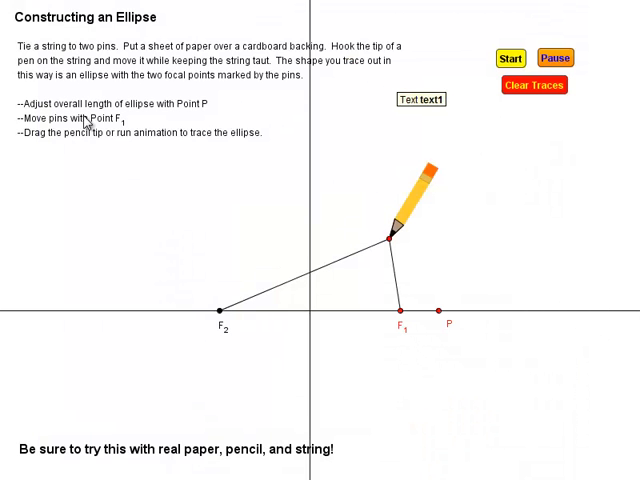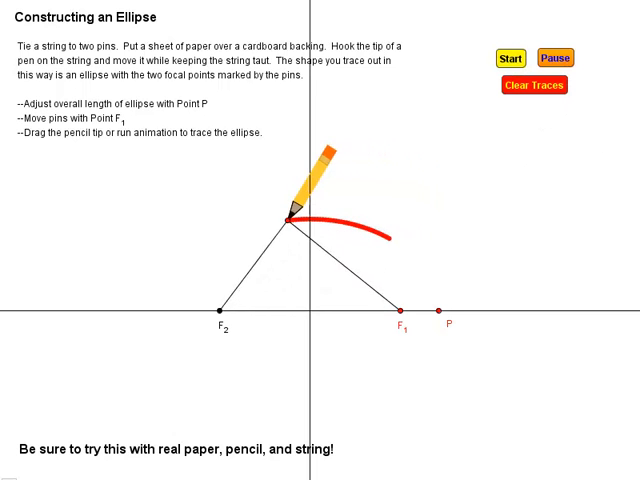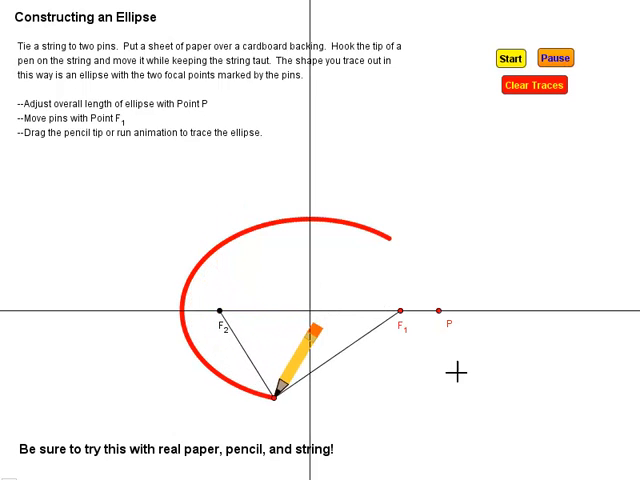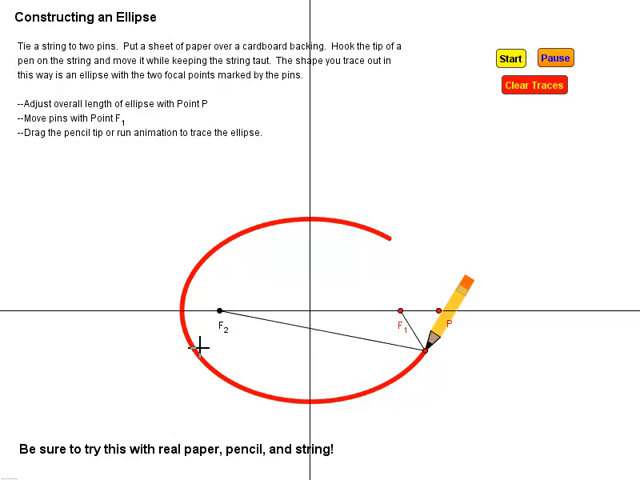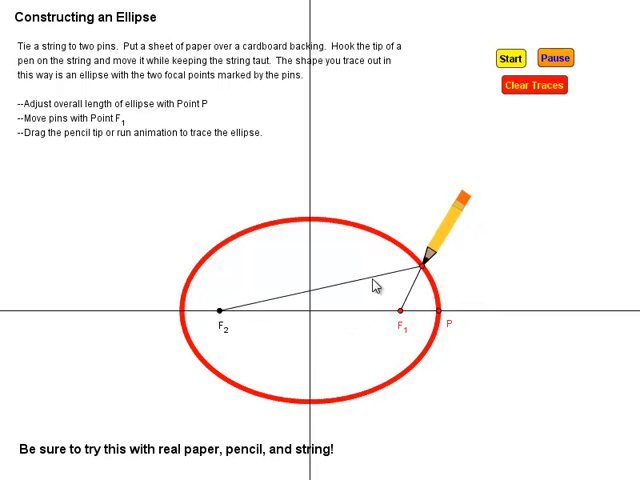You may have constructed ellipses before. If you haven't, it's worth doing with pencil and paper. Here's a simulation using GeoGebra. Basically, if you have two pins and a string, and you move the pencil so that you keep the string tension there the whole time, what you get is your ellipse, and the two pin locations become your foci, or your focal points.